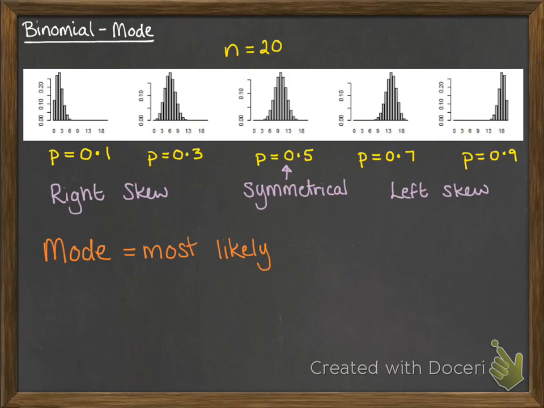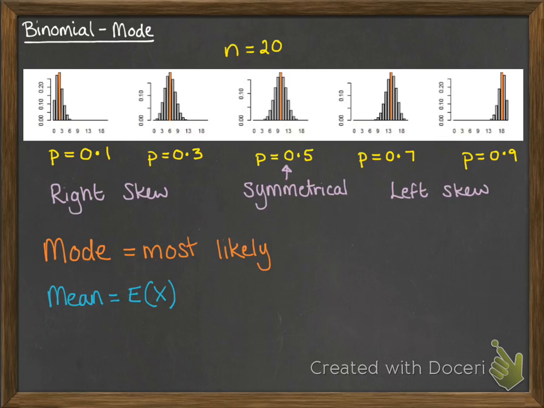So the mode is the most likely. On each of these, we can see our tallest bar giving our highest probability. That tells us the value that is most likely on each of these. And you can see it shifts: it starts off towards the left-hand side of the distribution when the probability is small. When it's symmetrical, it's right there in the middle, and when the probability is high, it moves off to the right.